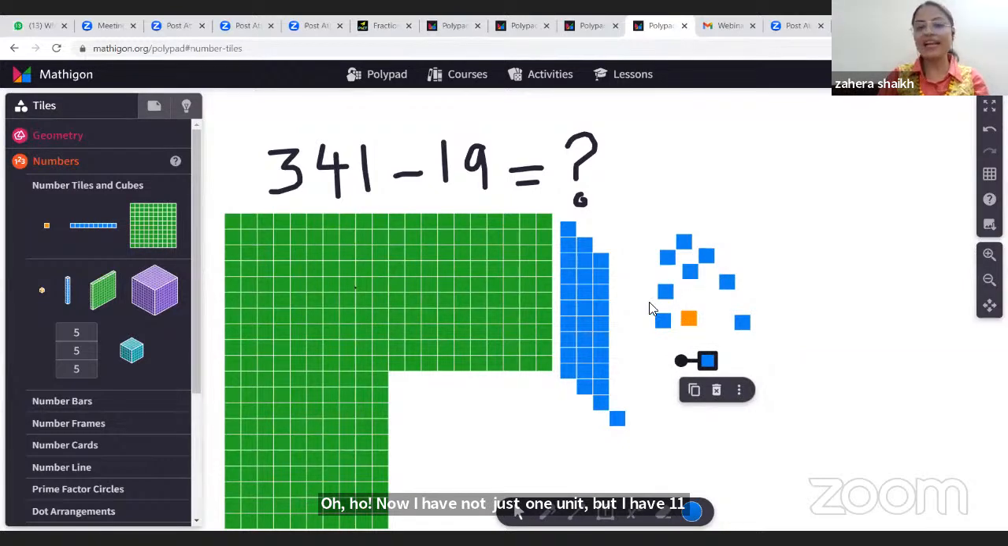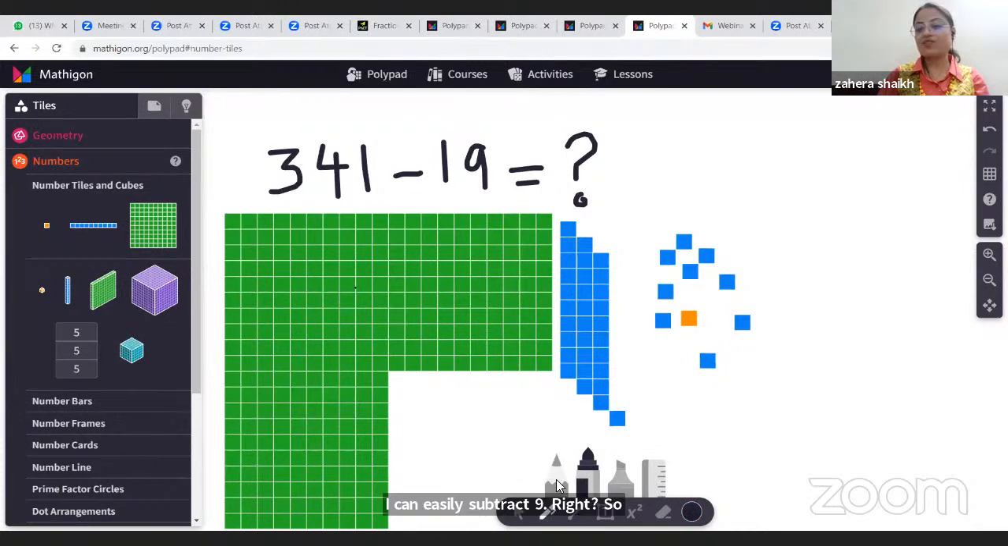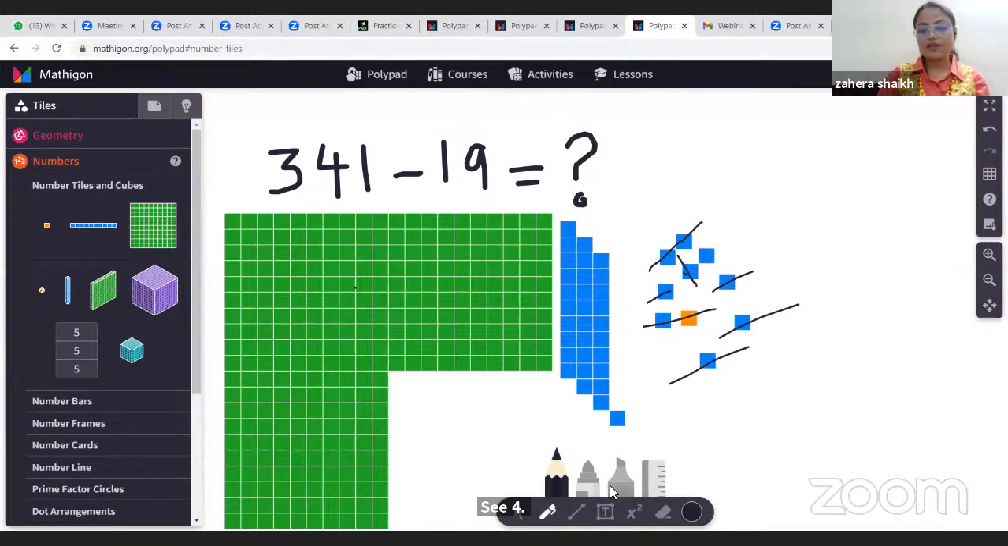From here, I can easily subtract 9, right? So now I can just strike off or just remove, right? 1, 3, 4, 5, 6, 7, 8, and 9. Just a sec. Okay, so I think 1 is here.